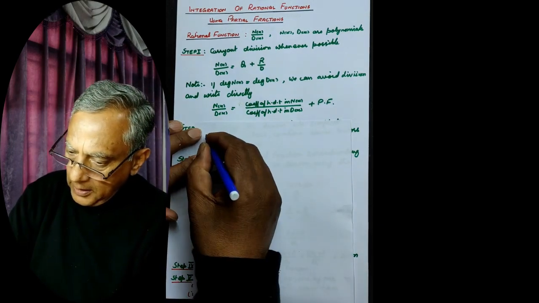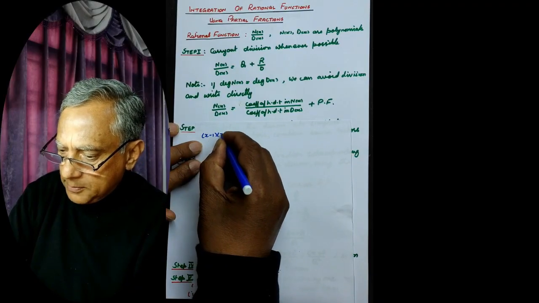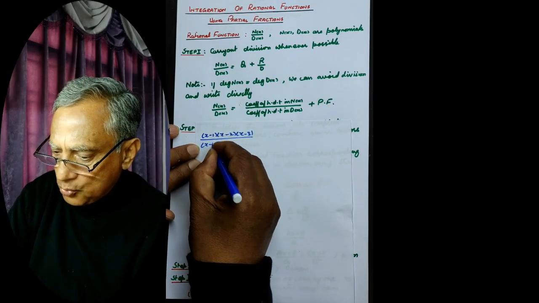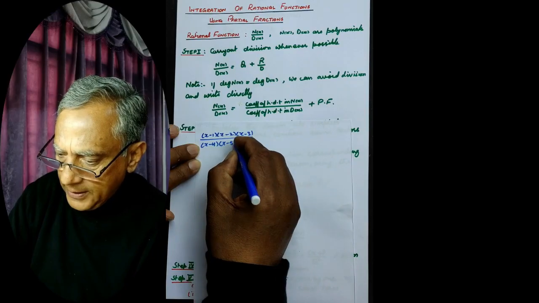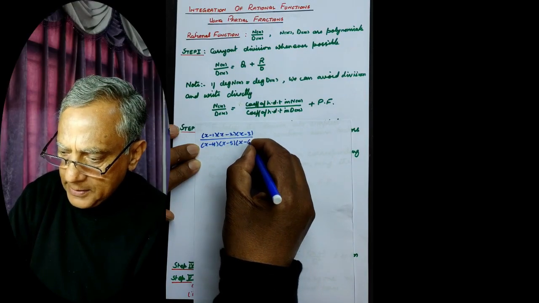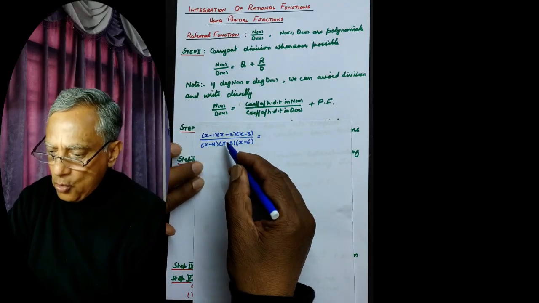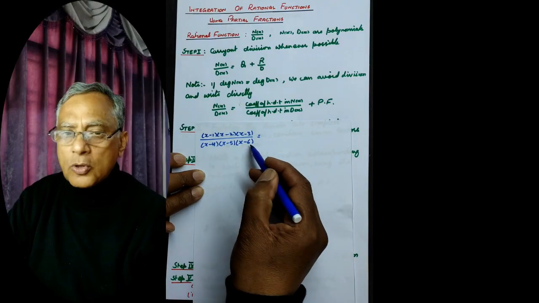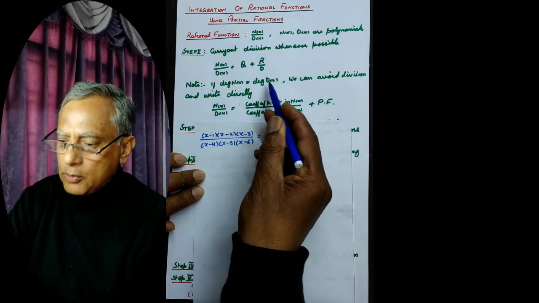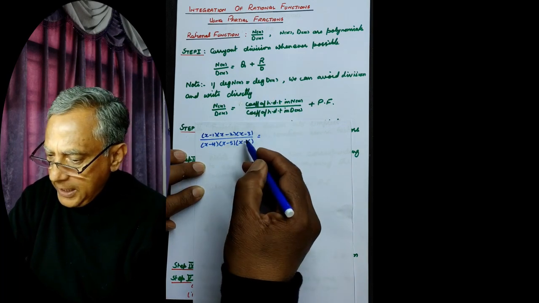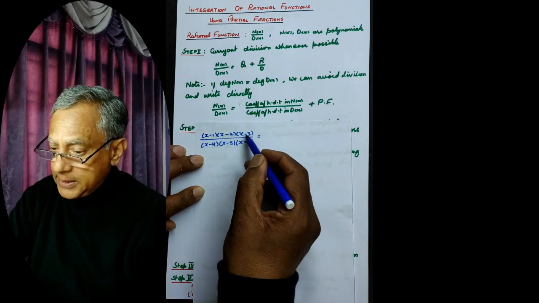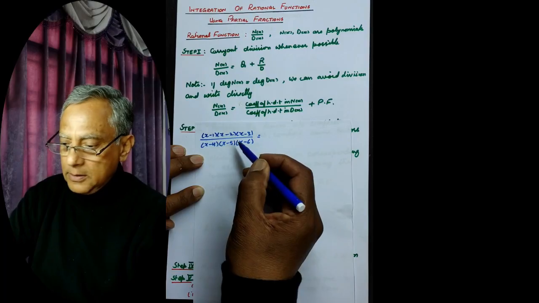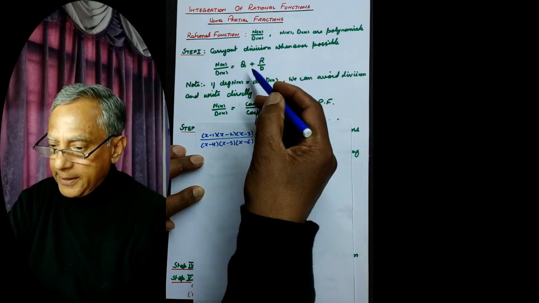For example, if we have (x minus 1) into (x minus 2) into (x minus 3) whole divided by (x minus 4) into (x minus 5) into (x minus 6). Now what we note here is degree of numerator is 3, and degree of denominator is also 3. So degree of numerator is equal to degree of denominator, so we need not carry out the division. Division in this case will be quite time consuming. First we will have to multiply these factors and then divide.